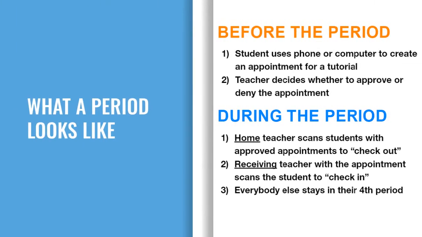Remember, it's as easy as using the bit.ly link or the QR code to make an appointment with your teacher. You have to wait for your teacher to approve your appointment. During the tutorial period, you have to check out with your 4th period teacher by scanning or typing in your ID number. Finally, you have 5 minutes to get to your destination and be checked in. Otherwise, it'll be counted as a tardy or a cut. Everybody else, you just stay put in your 4th period.